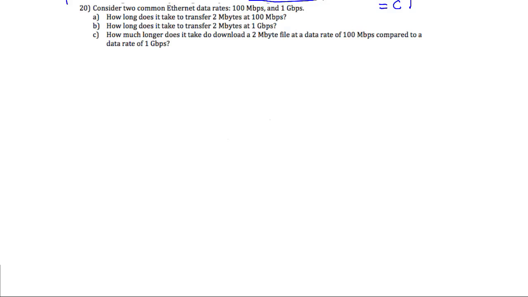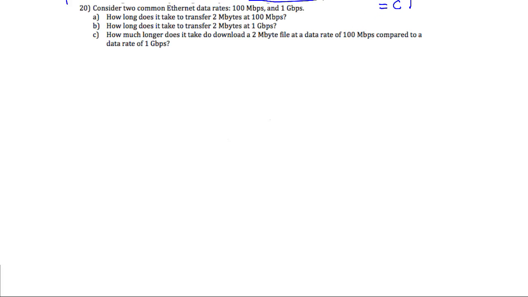Okay, in this example problem, we are looking at two Ethernet data rates, 100 megabits per second and 1 gigabit per second. What it asks us to do is to calculate how long it takes to transfer a file of 2 megabytes at each of these data rates, and asks in part C, how much longer does it take at the slow data rate than at the fast data rate.